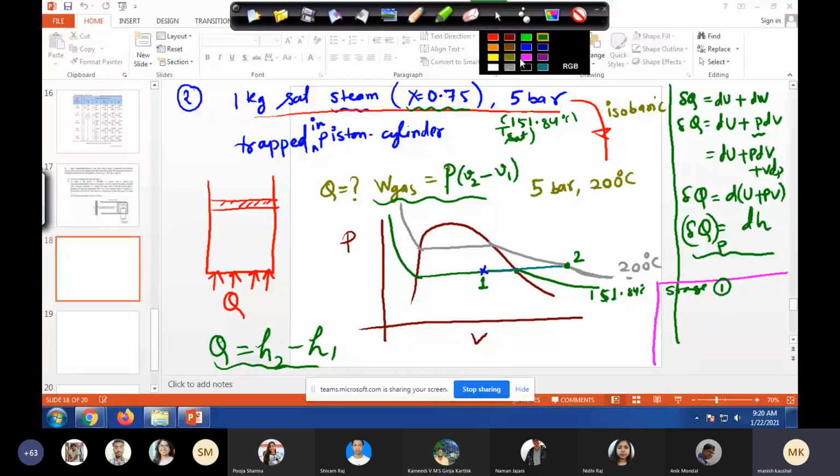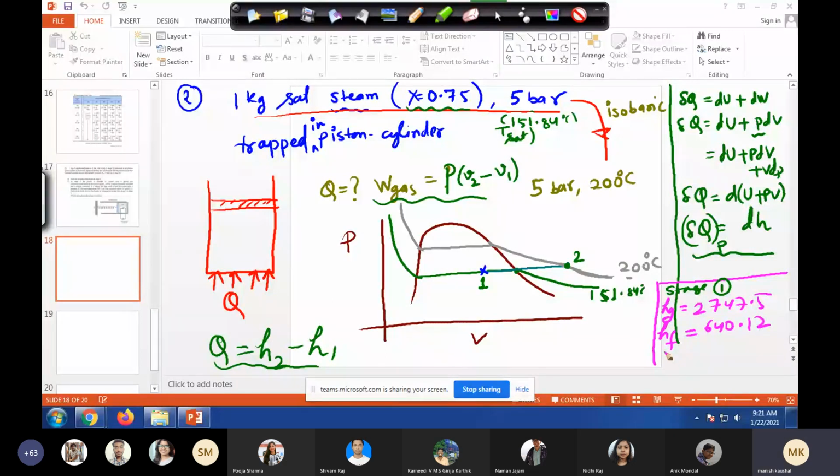let's change the color. So at this 5 bar we have Hg and Hf, how much? Souvik, Amar, do you have a calculator? Just help me in calculation; I'll write down and you can tell me the value. So at 5 bar Hg we have 2747.5 and Hf we have 640.12 according to my steam table.